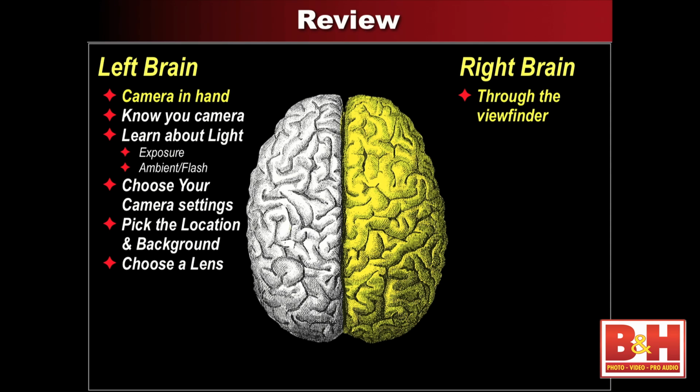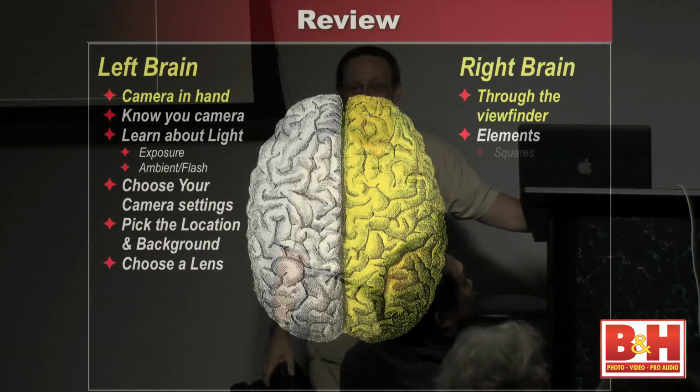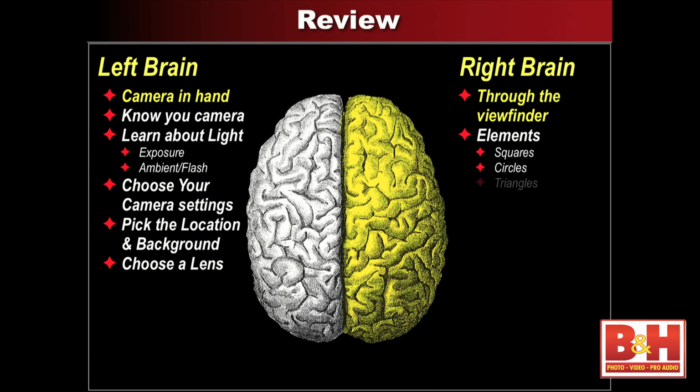What eventually you want to do then is get to the right brain. When are you using your right brain? You use your right brain the moment you do this. As soon as you start looking through the viewfinder and you take the lens cap off, you start using your right brain, because now you're starting to look at the elements. Do you have squares, circles, rectangles, triangles, and so forth? You can compose, and so we got all these different rules we learned about.